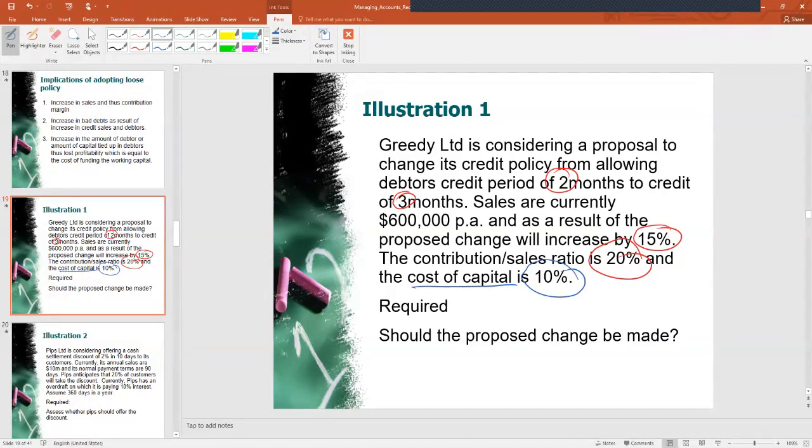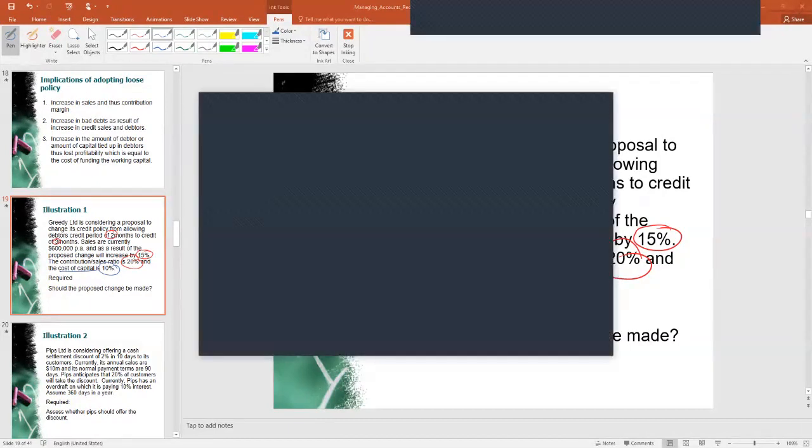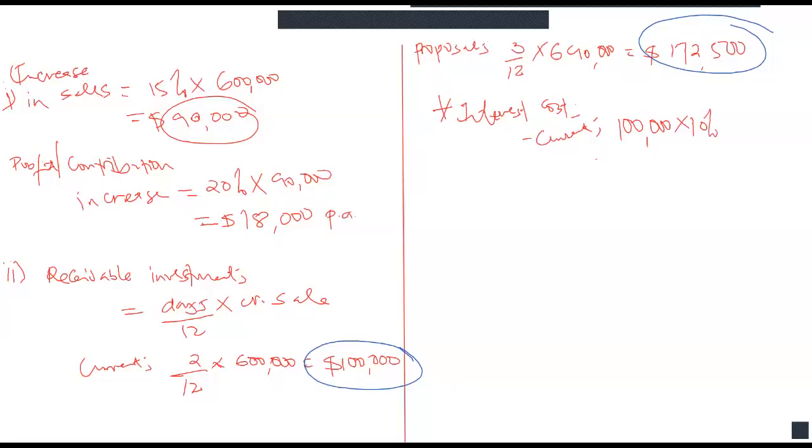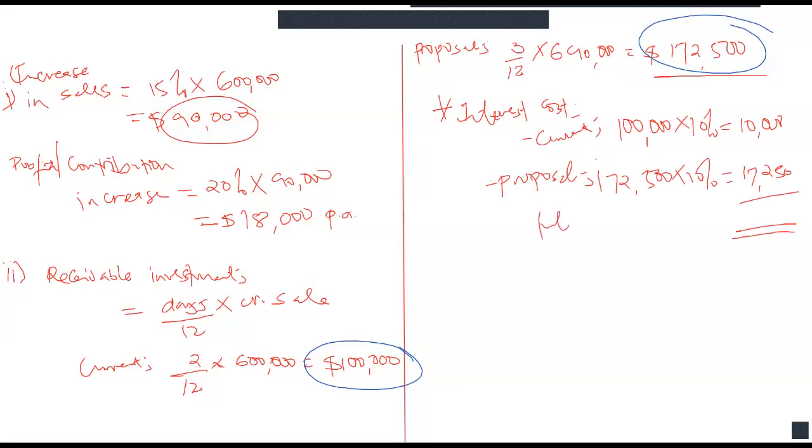So the amount of interest you pay currently is 100,000 multiplied by 10%. Therefore, you pay 10,000 interest. Now, in case you implement the proposal, you're going to be borrowing 172,500 times 10%, which gives us 17,250. As you can see, the interest is increasing. The finance cost increases by 7,250. This is an incremental cost.